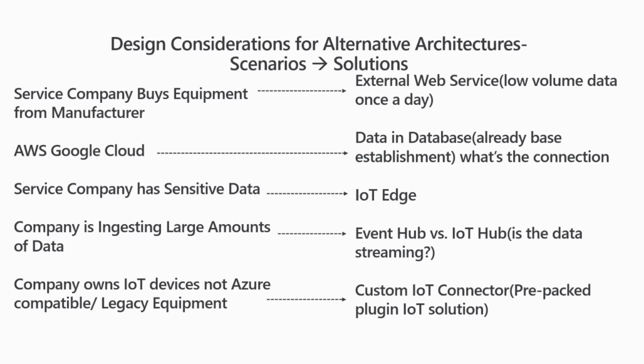If the company's ingesting large amounts of data, it may be better for us to ask, well, is this going to be perhaps an Event Hub or an IoT Hub? And how is this data going to be streaming? What if the company owns the devices and they're not Azure compatible, or they're using legacy equipment? Then perhaps custom IoT connectors that come prepackaged could possibly help us.